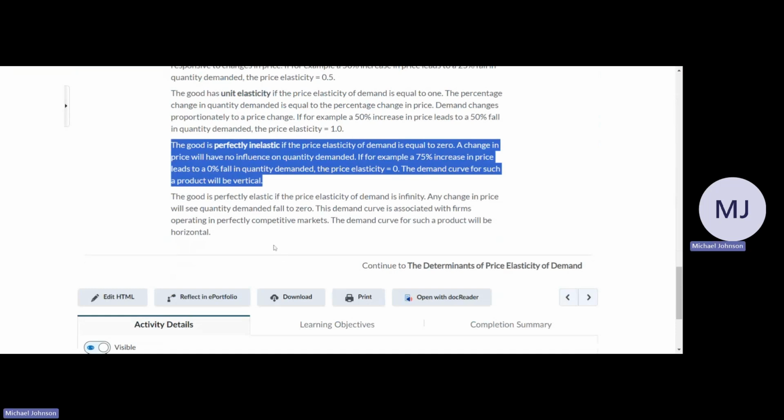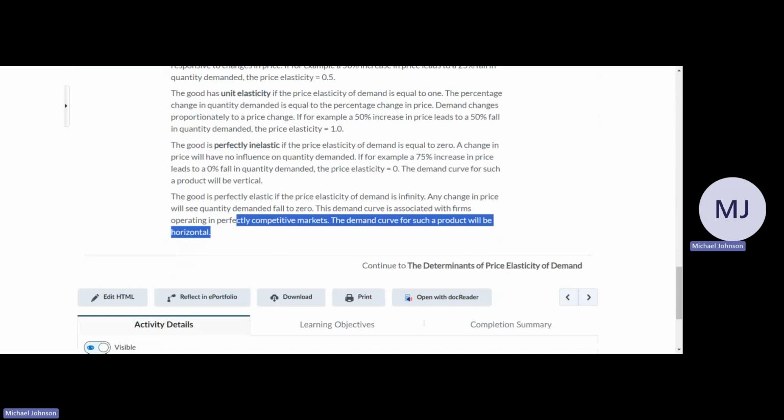But we don't have infinite money. So if it costs trillions of dollars, then we wouldn't be able to pay for it. But if we can still afford it with our income, it's basically perfectly inelastic.